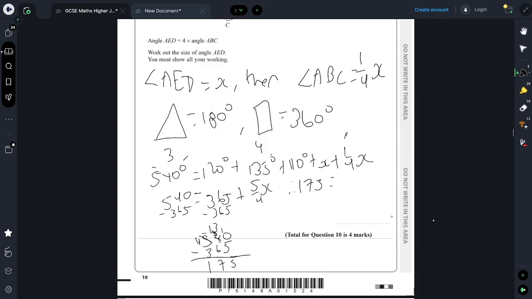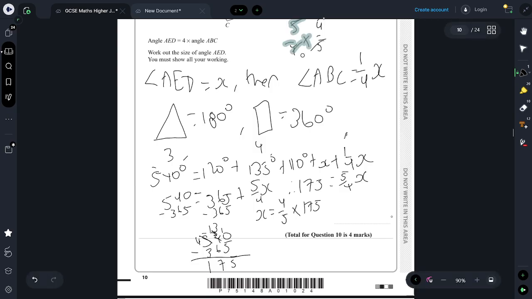Yeah, that should be right. Okay, 175 is 5 over 4x. Oh, dear. Really weird x. And then you want to get x on its own. So the best way is to times by 4 over 5 times 175. The reason for that is 5 over 4 times 4 over 5, they cancel each other out, so you're just left with x. So that comes to 1, and 1 times x is x.